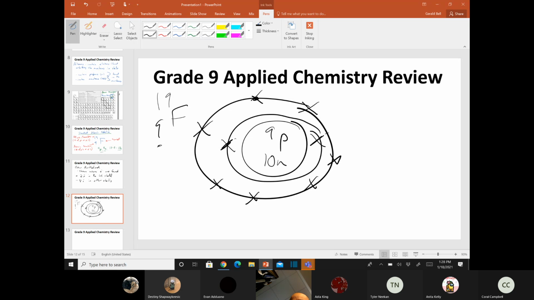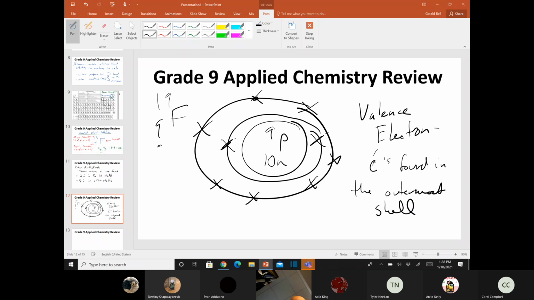We talked about a valence electron. Valence electrons are electrons found in the outermost shell. So we know that we just had 9 electrons in total, but if we actually counted up the ones in the outer shell, there'd be 1, 2, 3, 4, 5, 6, 7. This one only had 7 valence electrons.